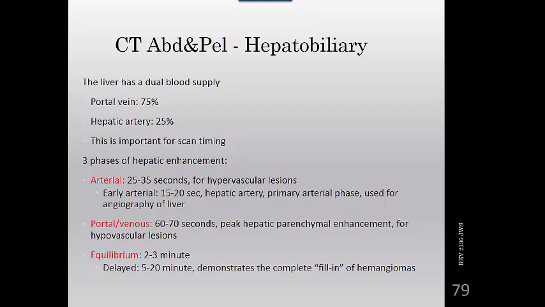The portal venous phase is the most common phase that you're going to use for routine abdomen scans, and this is 60 to 70 seconds. You have peak hepatic parenchymal enhancement for the hypovascular lesions during this phase. And then you have the equilibrium phase, which is within about 2 to 3 minutes. It can be from, like I said, 5 to 20 minutes to just demonstrate complete fill-in of hemangiomas to where they look similar to the surrounding tissue, and you don't see them anymore.